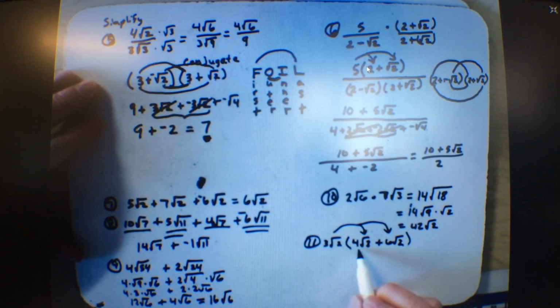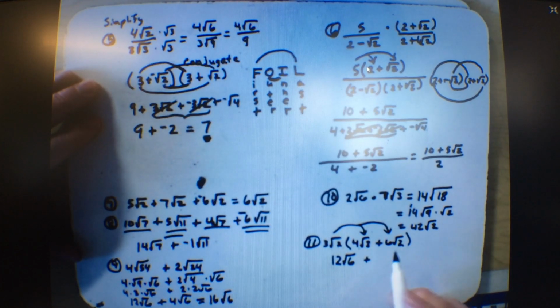So I have, what's these two multiplied by each other? Charlie? 3 square root of 2 times 4 square root of 3. What do you get? 12 square root what? How about square root 6? 2 times 3, right? Tate, I'm going to come back to you. What's this times this? This times this.